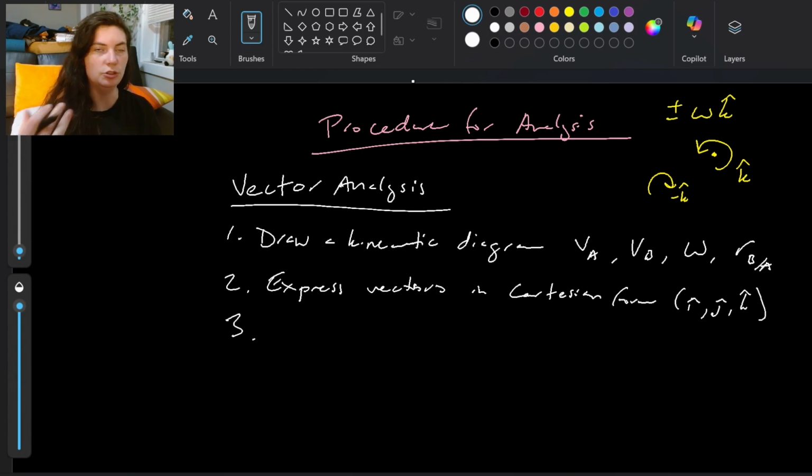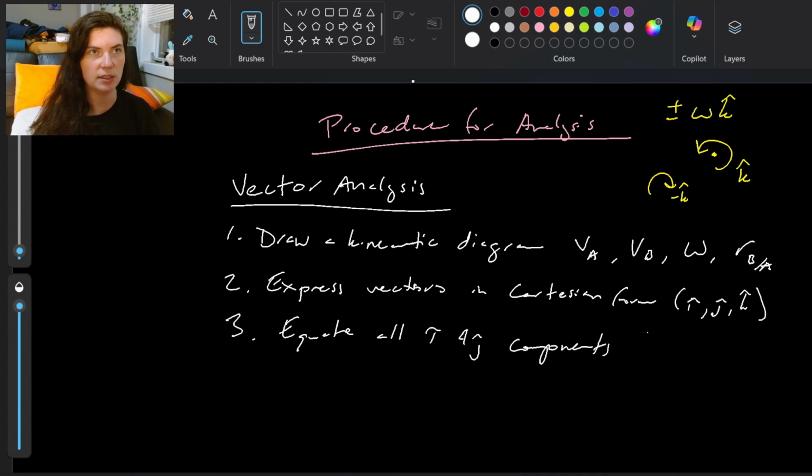All right, so we drew out our diagram and wrote everything in Cartesian form, and now we're going to separate all of the i components and all of the j components. We're going to have one formula that is just all of the i components and one formula that's all of the j components. So we equate all i hat and j hat components, like your x and y components, into two equations to solve for unknowns.